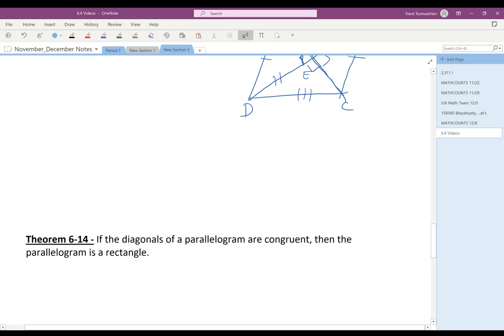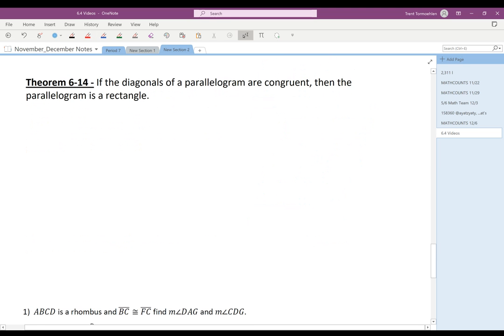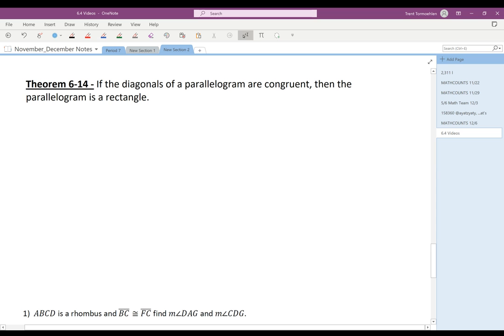All right, last theorem from this section, 6.14. If the diagonals of a parallelogram are congruent, then the parallelogram is a rectangle. So we've got two diagonals drawn into our rectangle, and you're given that they are congruent to each other.